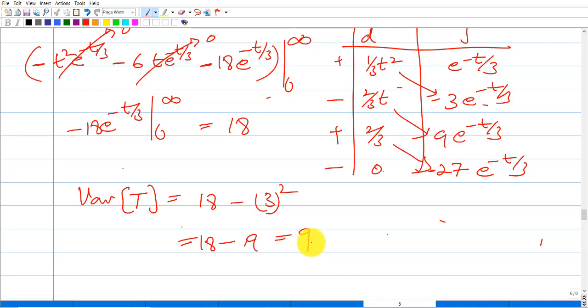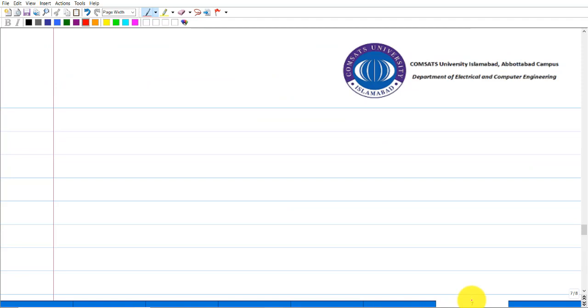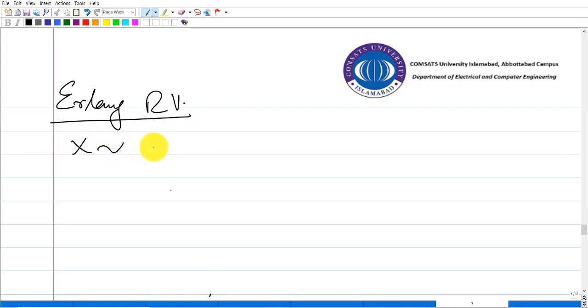So the next family of random variables that we will be seeing in this lecture is the Erlang random variable. The Erlang random variable is approximately the same in the continuous case as the Poisson random variable is in the discrete case, in which we have seen that time is involved.